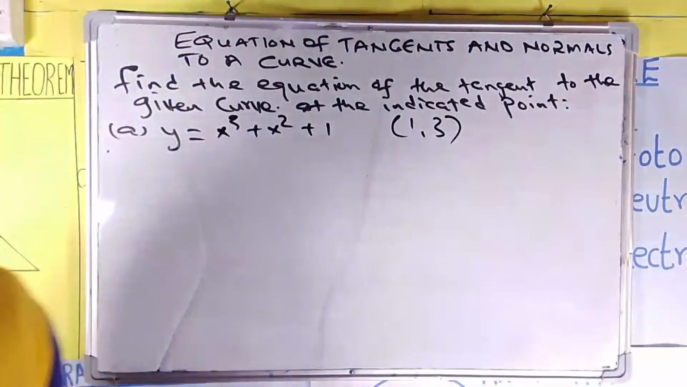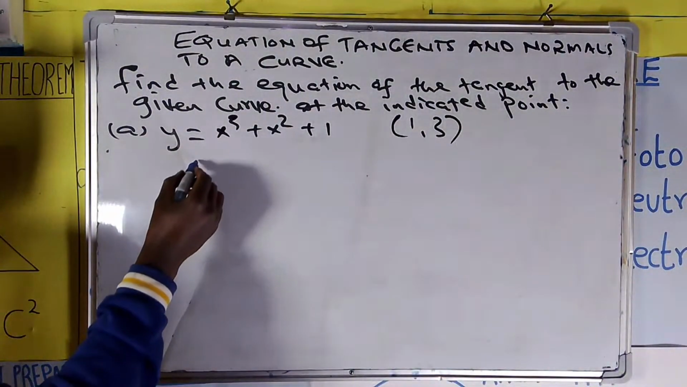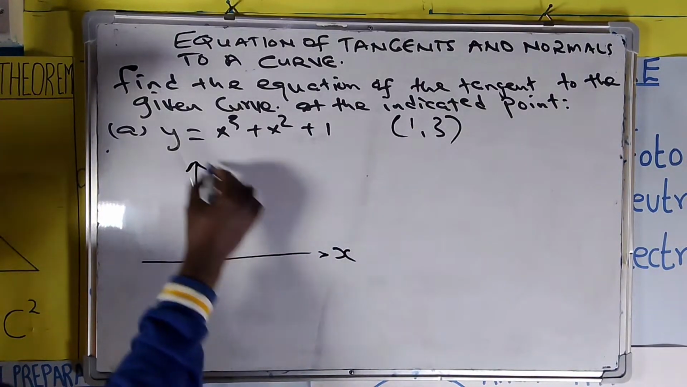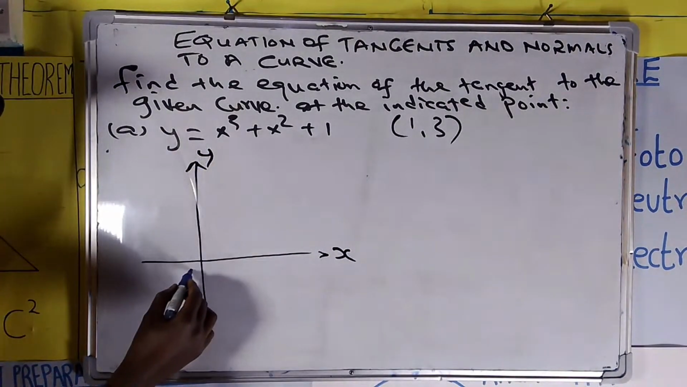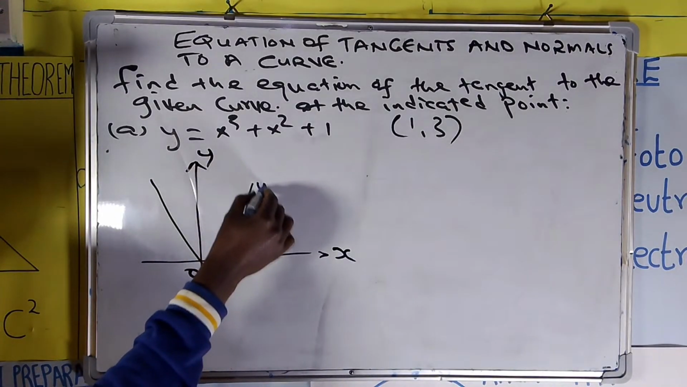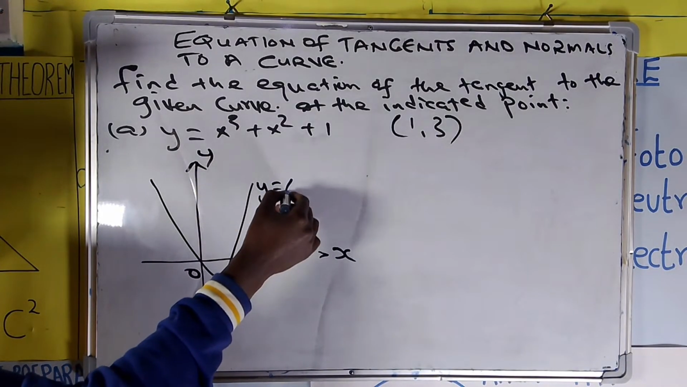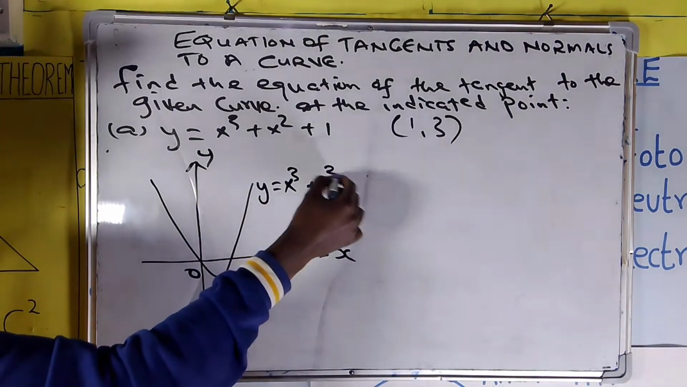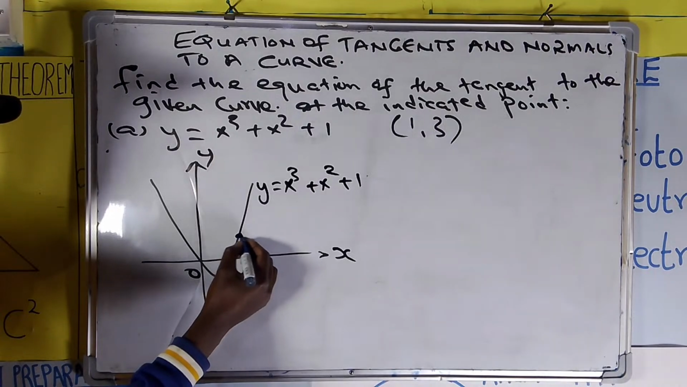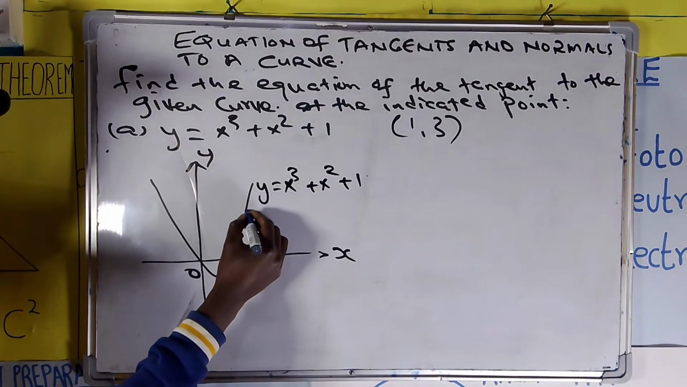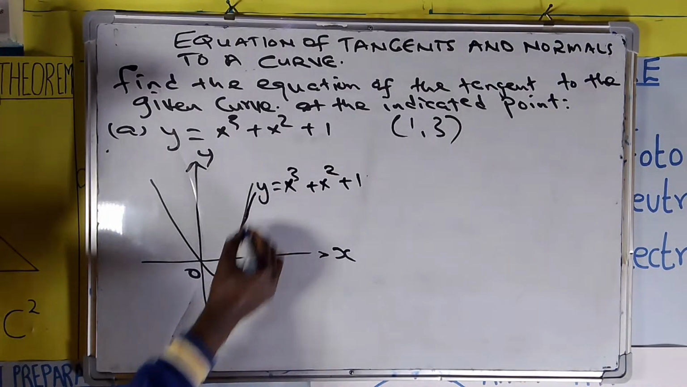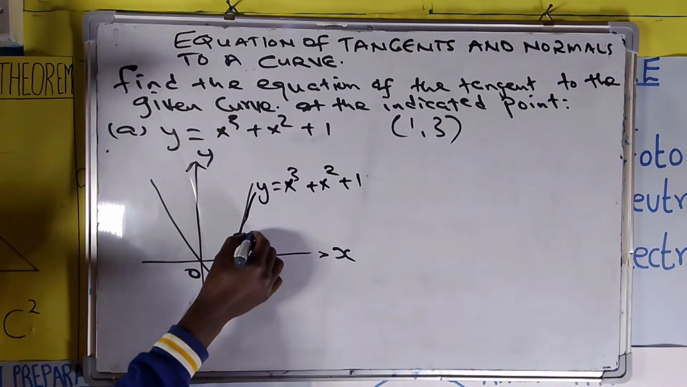So if we sketch this out, we have a Cartesian plane in form of x and y, and we have our curve here, y equals x cubed plus x squared plus 1. Then we have the point (1, 3) here, and our tangent is passing through that point.